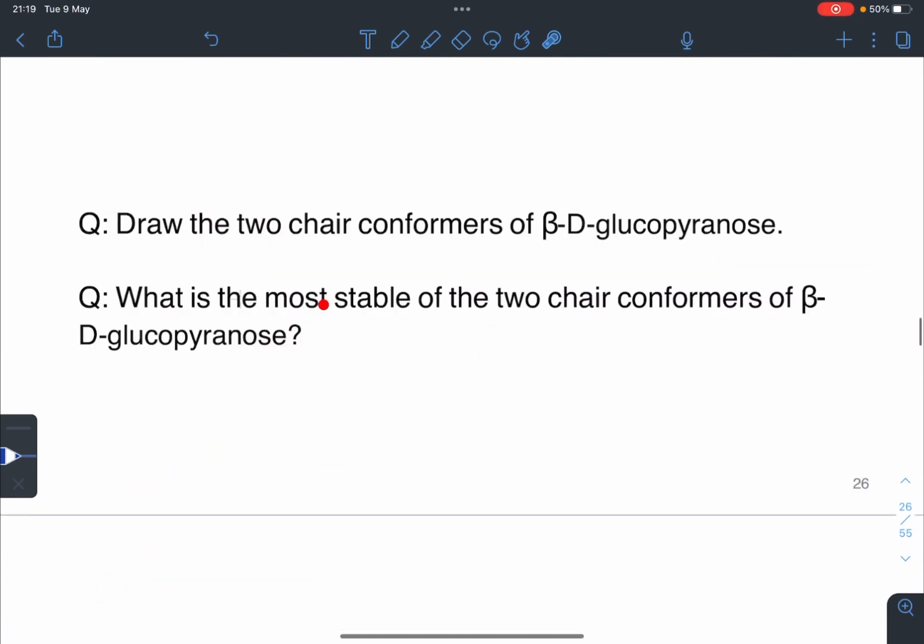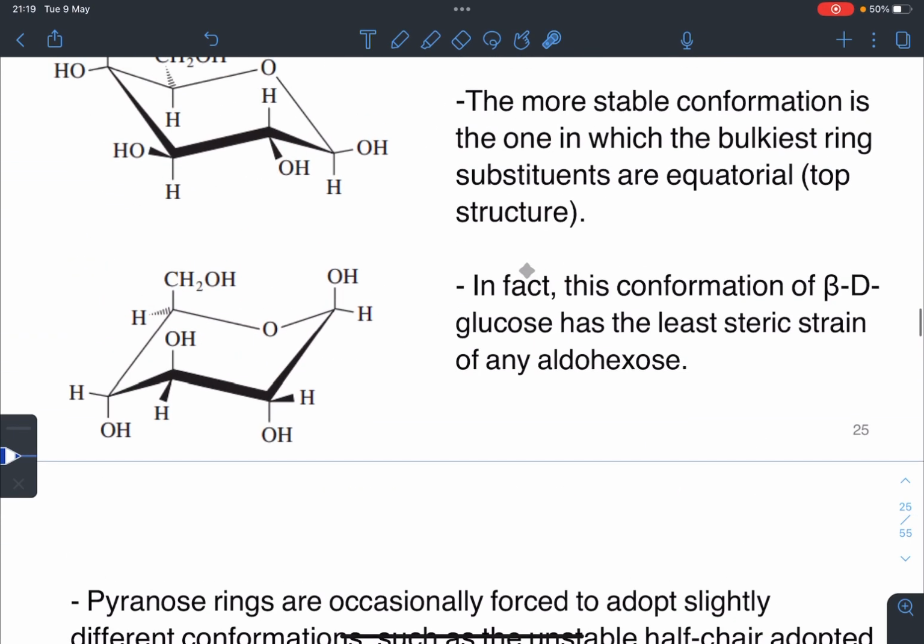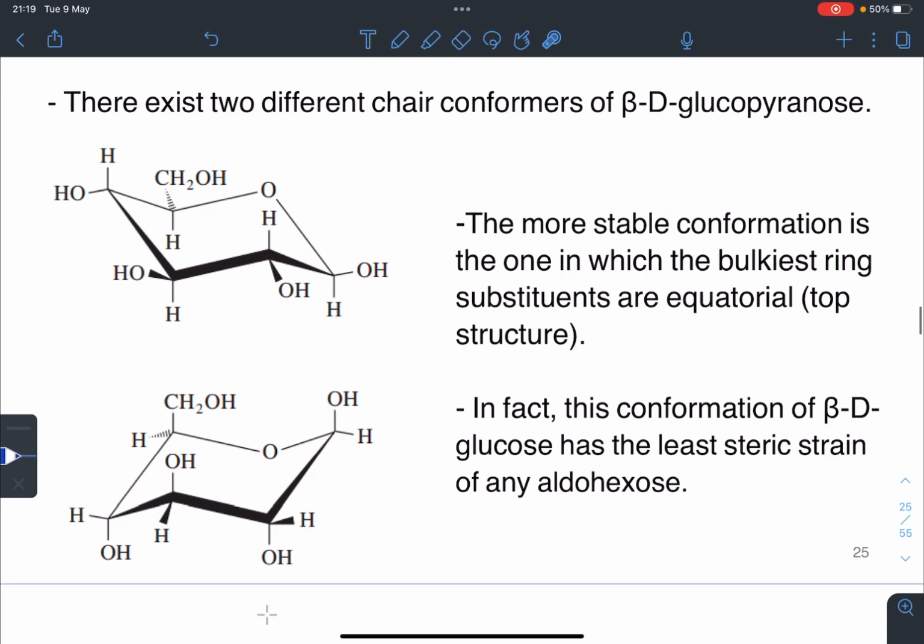The same question: which is the most stable of the 2 chair conformers? Of course, it's the one with the substituents in the equatorial position. Now we need to know which one is equatorial. Is this equatorial or is this equatorial? So let's keep going.